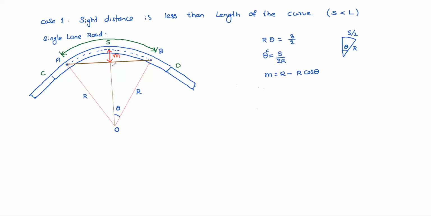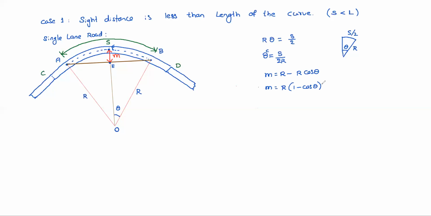Because this O2, let us assume it is point E. This point is E. This point is F. So EF is the setback distance. O to F is R. O to E is R cos theta. So M equal to finally R into 1 minus cos theta, where theta is S by 2R.